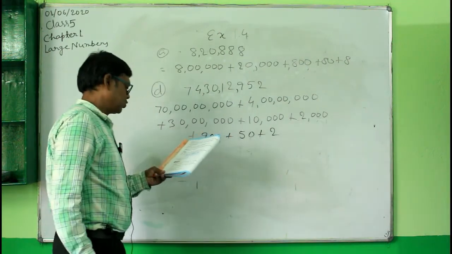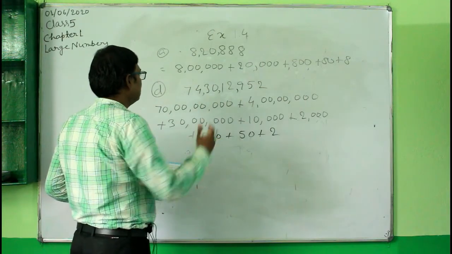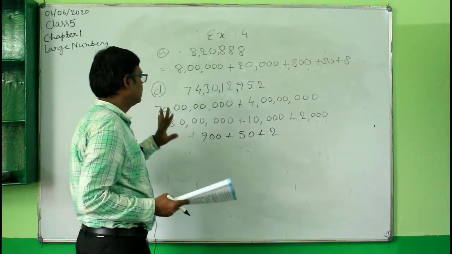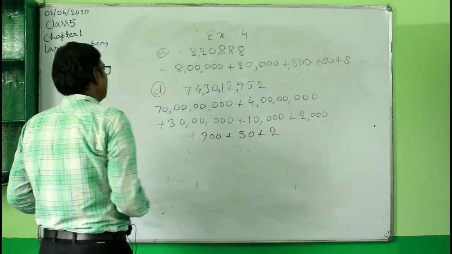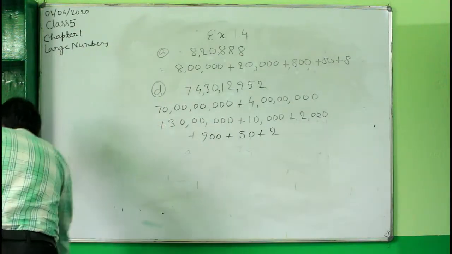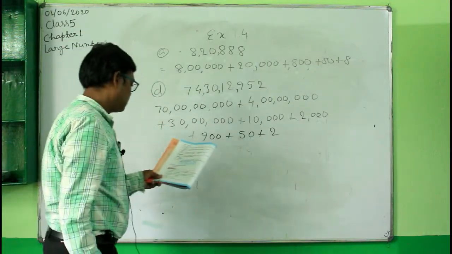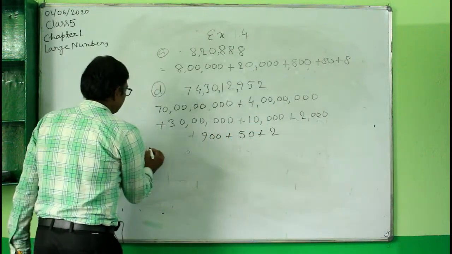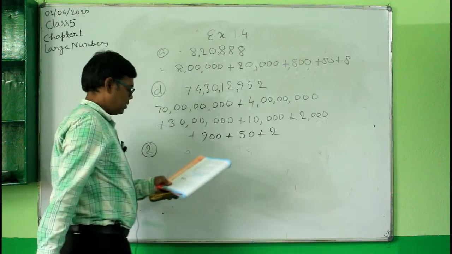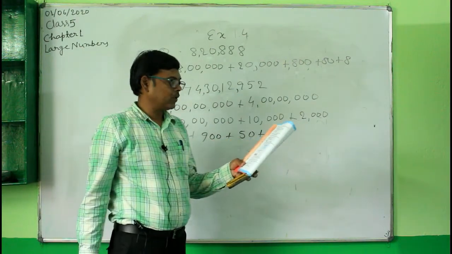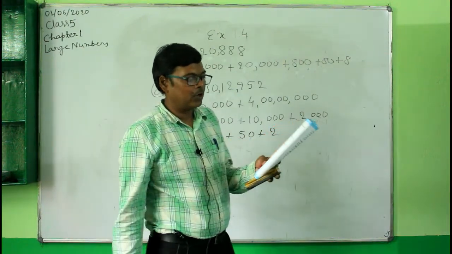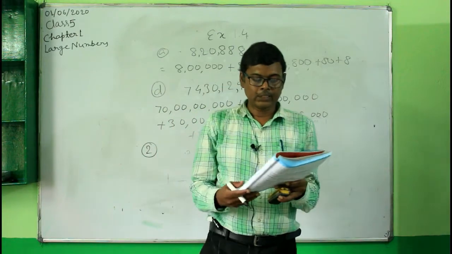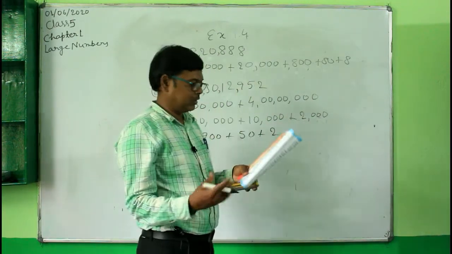Okay. So this is the answer of this question. That is understood. This is the expanded form of this number. The next question is number 2. Number 2 is: write each of the following numbers in the expanded form and in words.